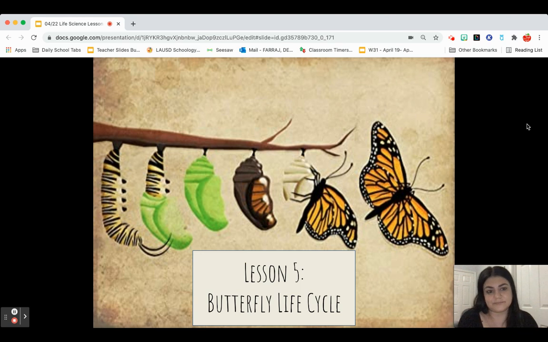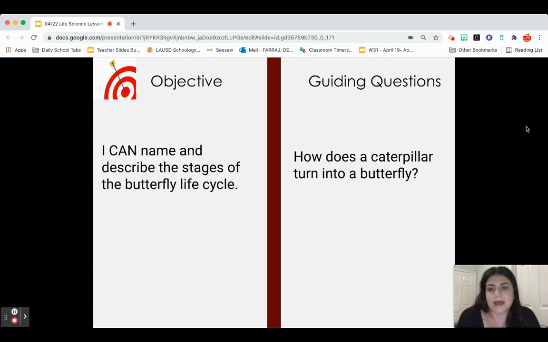Let's begin our lesson. We always start with our objective, and an objective, we talked about this last time, is our goal. What do we want to know? What do we want to accomplish by the end of the lesson? So let's read together. I can name and describe the stages of the butterfly life cycle. What are we going to be thinking about as we go through this lesson? What's our guiding question? How does a caterpillar turn into a butterfly? So I want you to think about that as we go through our slides.